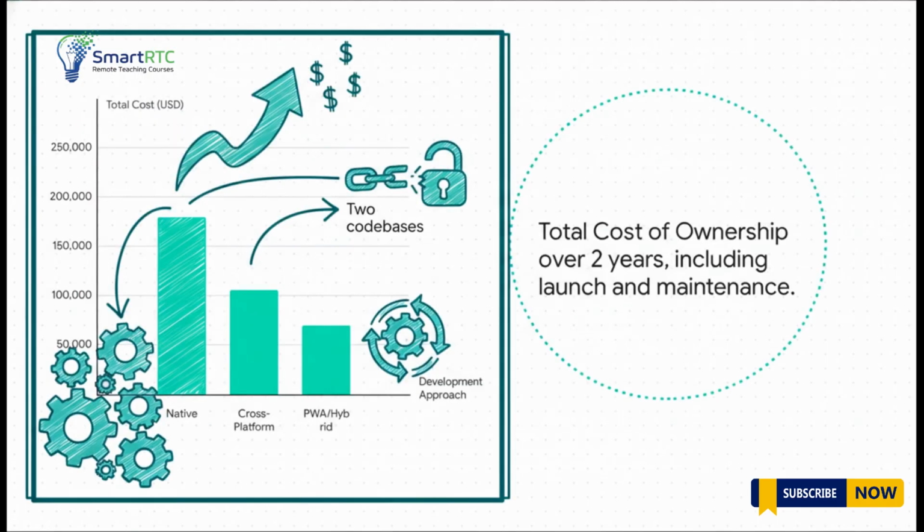And you know what's really fascinating is that the spending doesn't just stop at launch. When you look at the total cost over 2 years, with all the bug fixes, updates, and new features, that financial gap gets way, way wider. A native build can end up costing more than double what a PWA does in the long run, mainly because you're paying to maintain two completely separate, complex code bases.